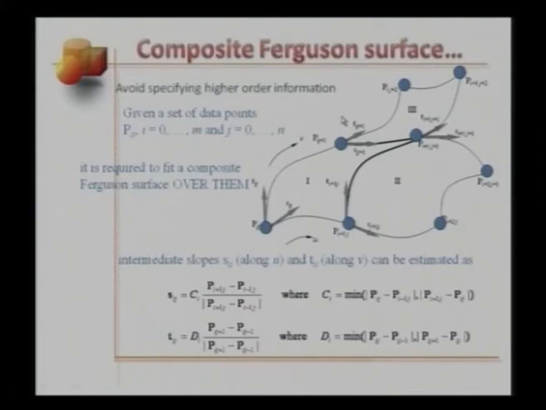So much for the slope information. If patches 1, 2, and 3 happen to be Ferguson patches, recall from our previous lectures that we would need the slopes along the u direction, those along the v direction, and also the twist vectors or the mixed derivatives of r at these points. For now, we can assume that these twist vectors are 0.